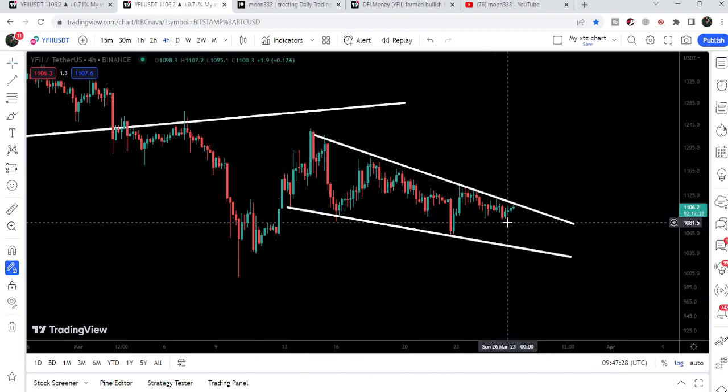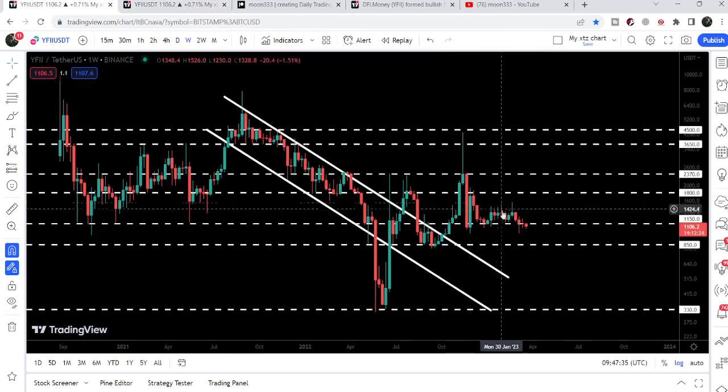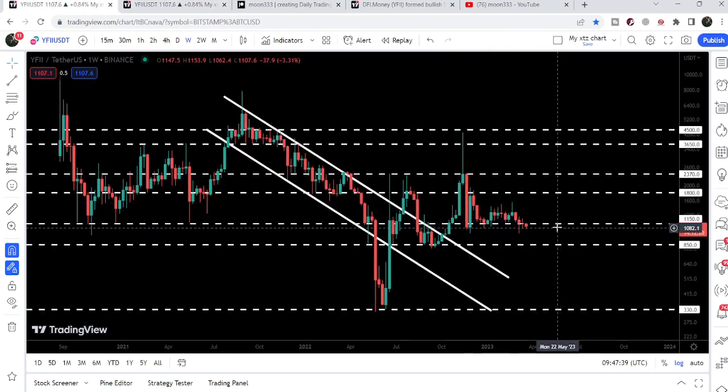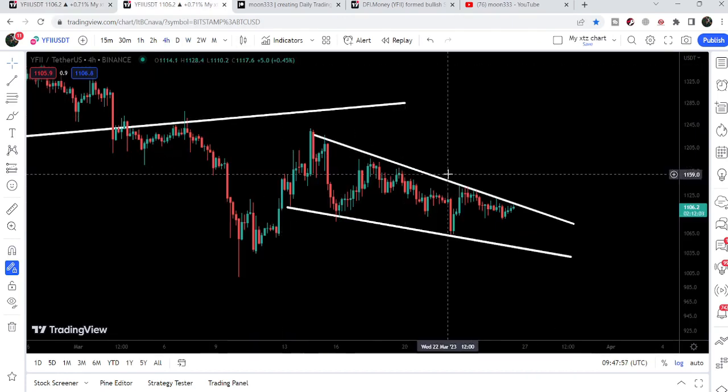And in case of breaking out this wedge, the target to the upside can be here at the top of the wedge, approximately at $1,230. In that situation, this support will be recovered and the price line will move above this support of $1,150. And there will be a very high probability that we may have a weekly closing above this support of $1,150. Therefore, the next few hours can be really very important. The weekly candlestick is about to close and we have formed this falling wedge pattern.